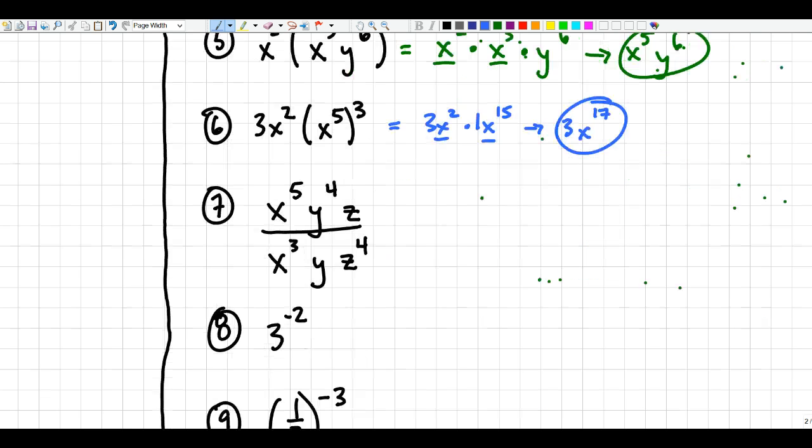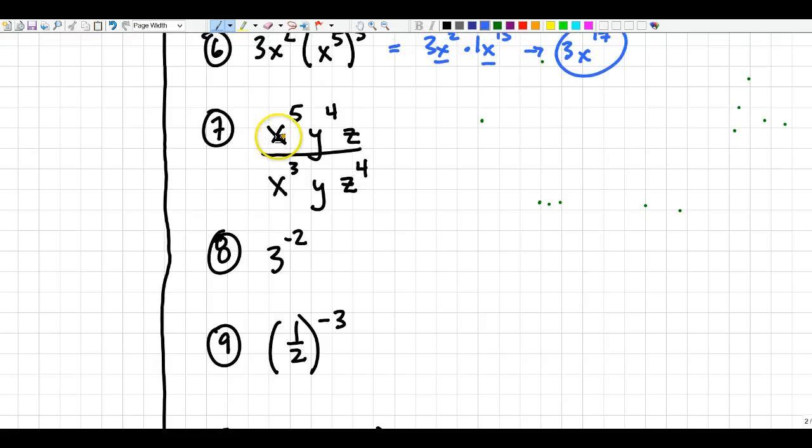Moving on to number 7, more with division here. When the bases are the same, I can subtract because of the division that's happening here. So I know when I'm subtracting, I do the top minus the bottom. So what I'm going to get here is x squared, y to the, now be careful here, this is y to the 1. So when you're subtracting a 4 and a 1 here, you will get y to the 3rd.